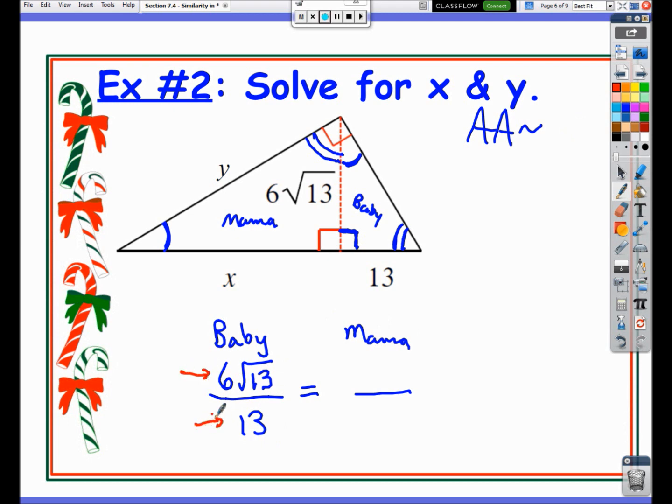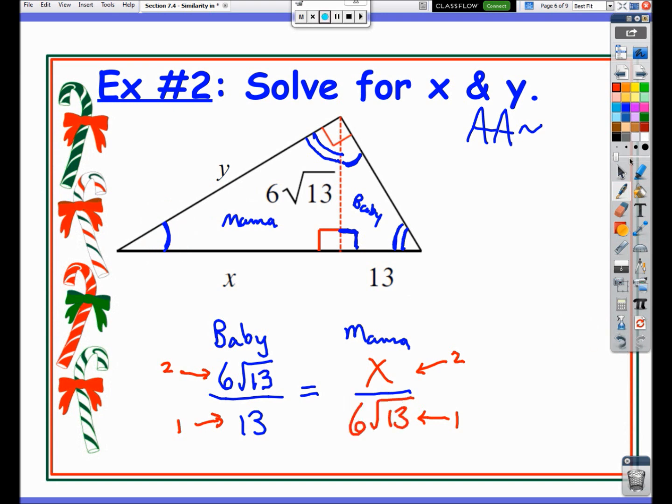Which angles are opposite of these two sides? So in the baby triangle, the 6 root 13, that's opposite the 2 arced angle. So I'm going to put a little 2 next to here. The 13 in the baby is opposite what I called the 1 arc mark. So if I go to the mama triangle, I need to talk about the 2 arc mark in the numerator and the side opposite the 1 arc mark. So in mama, what's opposite the 2? So here's the 2 in the mama. Opposite of it is x. So x goes up here. And opposite the 1 in the mama triangle, here's the 1. Opposite of it is the 6 root 13.